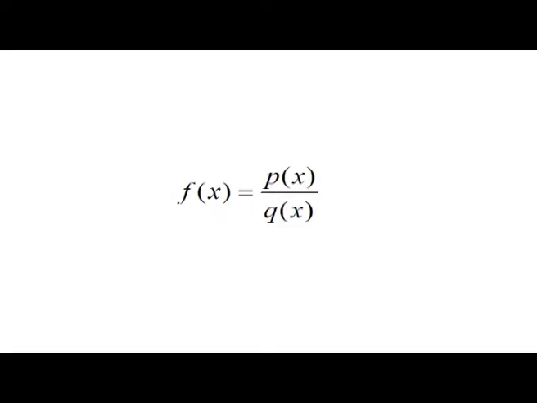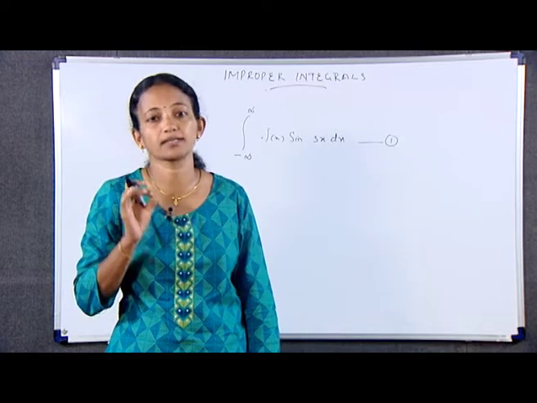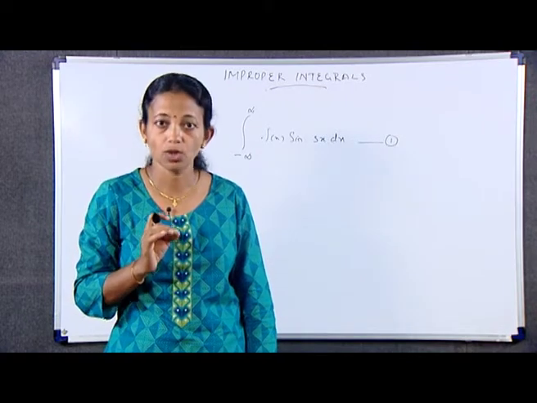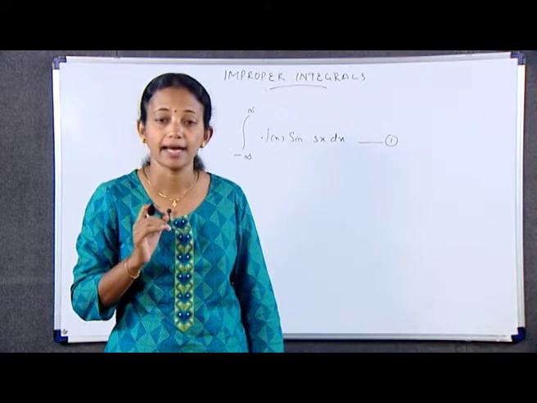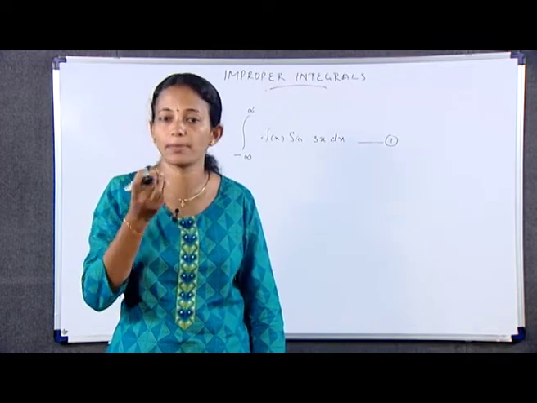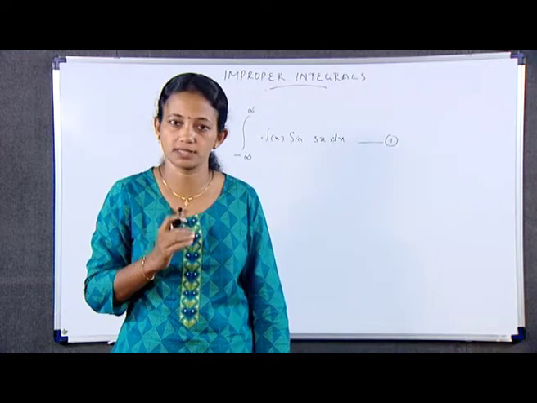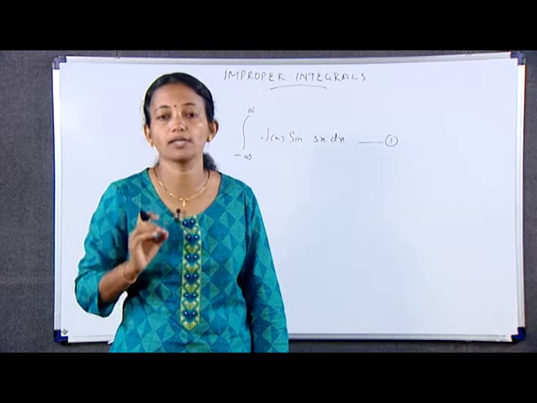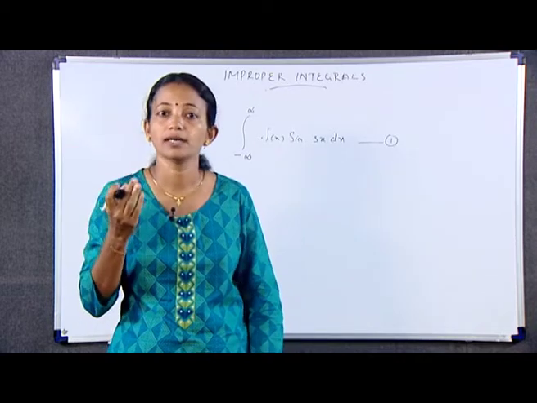These integrals of type 1 occur in the theory and application of the Fourier integral. We assume that f(x) is equal to p(x) by q(x), where p(x) and q(x) are polynomials with real coefficients and no factors in common. Also, q(x) has no zeros on the real axis and at least one zero above it. Then f(z) has no poles on the real axis, but has at least one pole above the real axis.